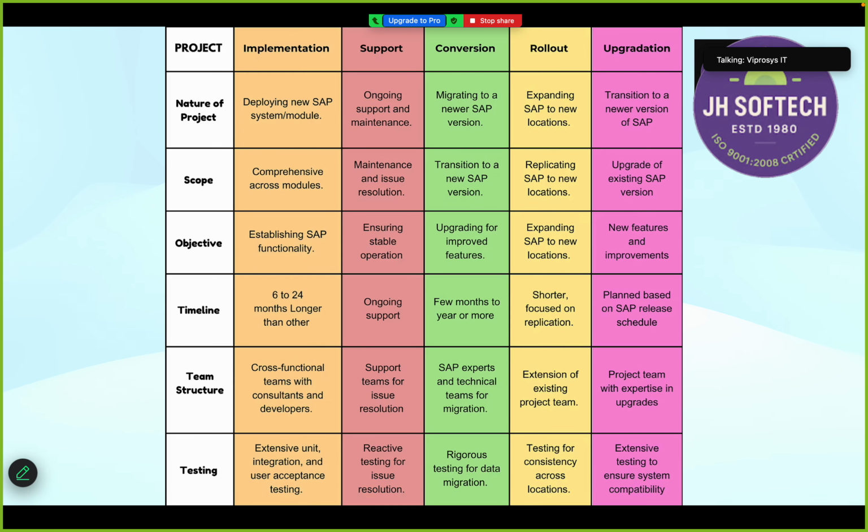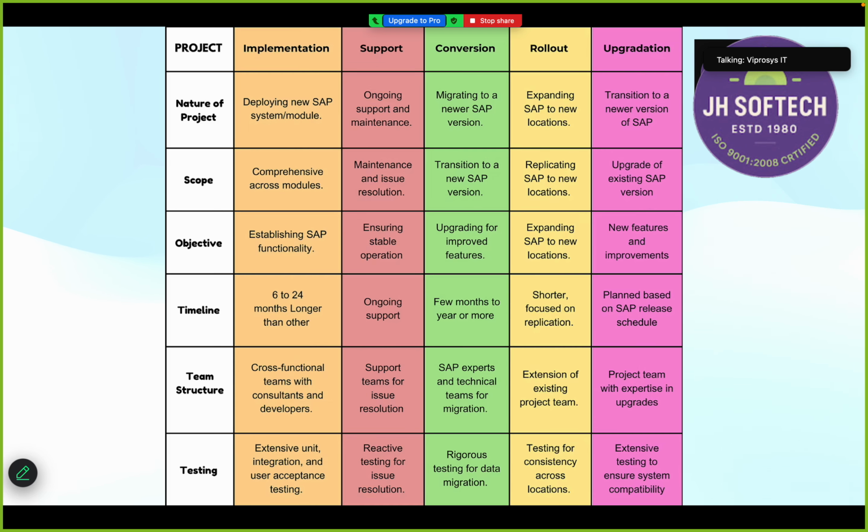Now, let's say a pharmacy company like Torrent Pharma is trying to implement SAP for the first time. Till now, they have not done any implementation of SAP, and for the first time, they're getting into SAP. And let's say they were using an Oracle system in the past. In such a case, we consider that as an implementation project, and it will be a greenfield project.